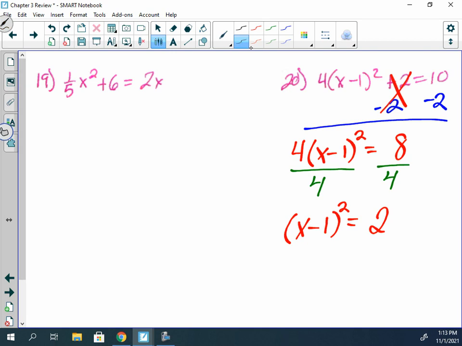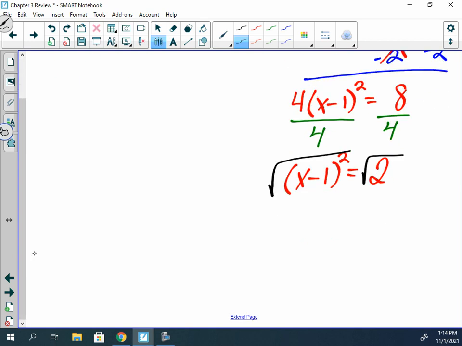Any questions on any of the steps we've done so far? Any questions on any of this here? Well, since we do have the set of parentheses by themselves and they're being squared, we can square root both sides. When we square root both sides, the square root and square cancel, leaving us with x minus 1 is equal to plus or minus square root of 2. Because we cannot simplify the square root of 2, we leave it as just the square root of 2.